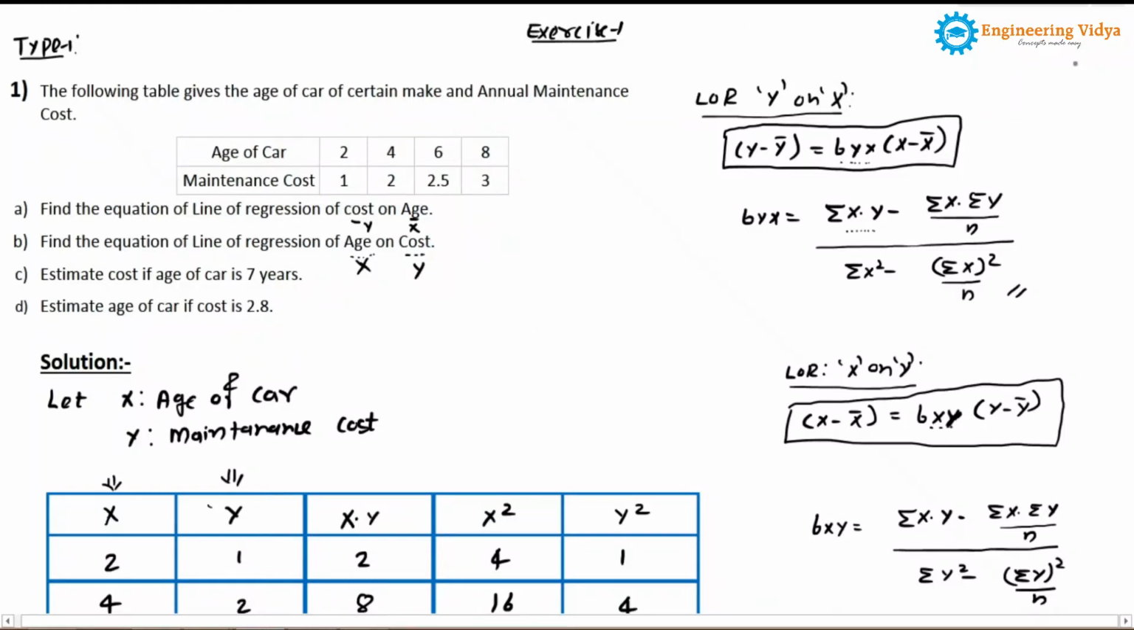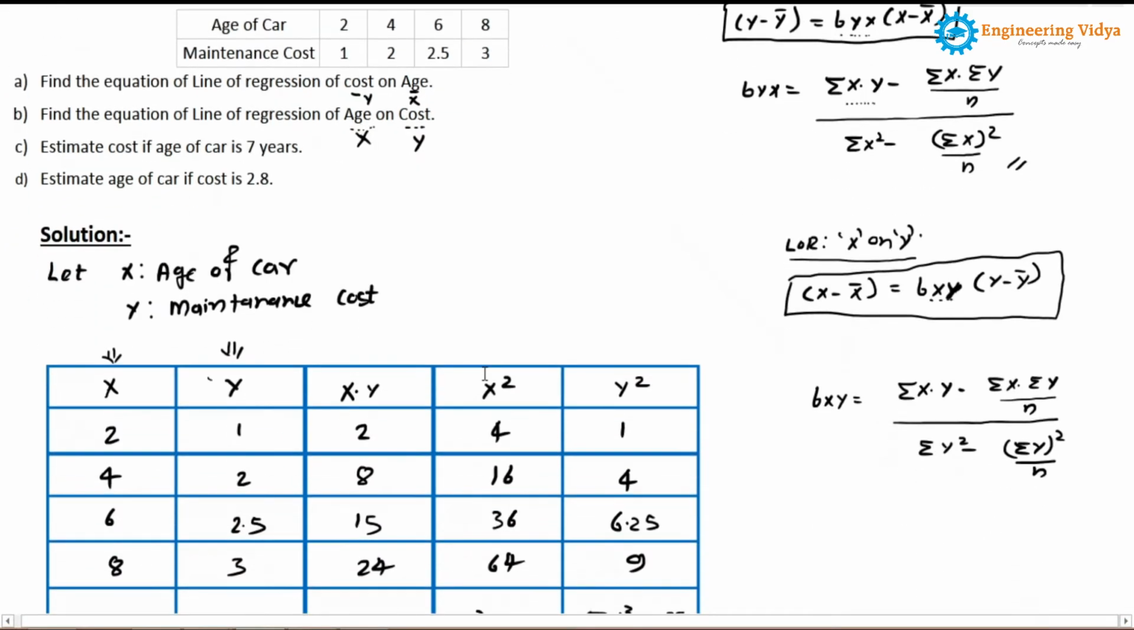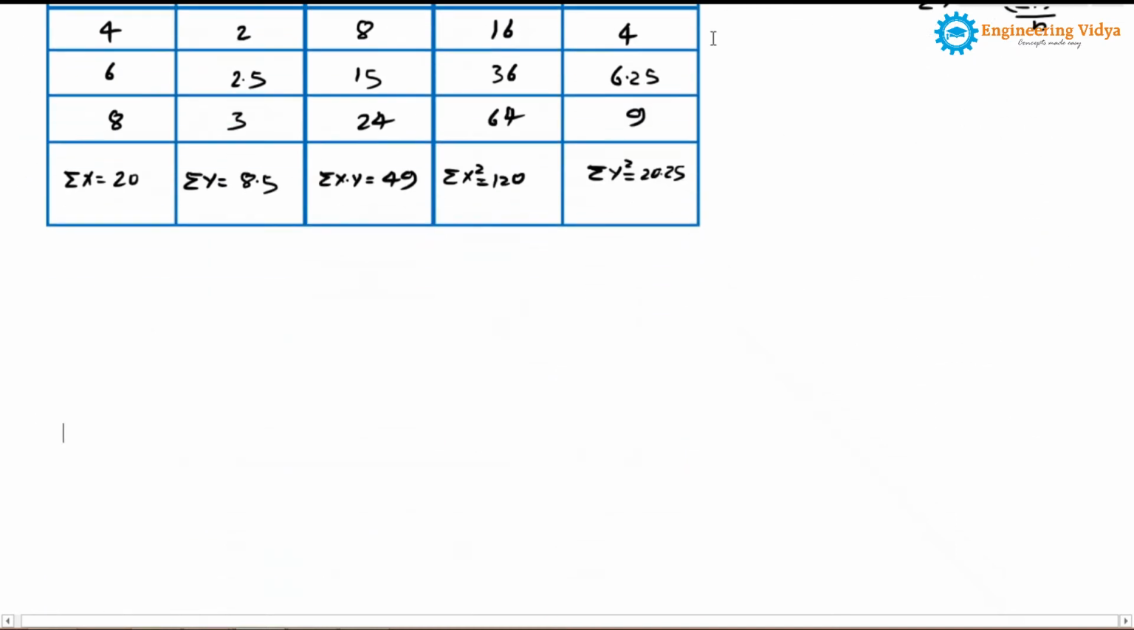Hello everyone. Welcome to the continuation part of problem number 1 of type number 1. Since in my previous lecture we have already made this table, from the table we are going to calculate the intermediate parameters of this formula. First of all, we'll find x bar.